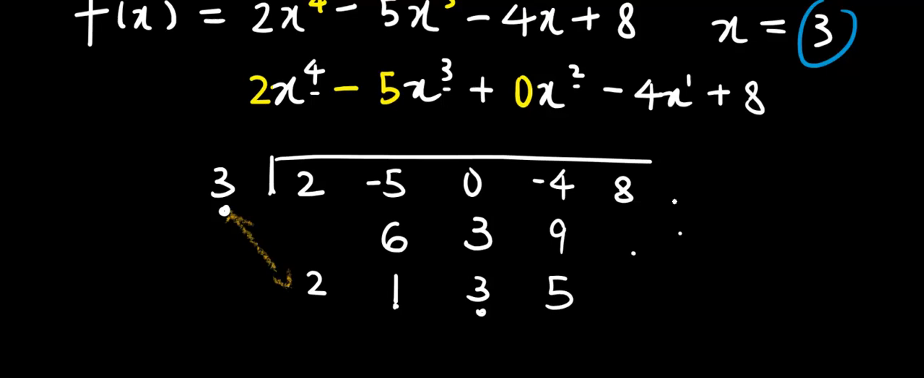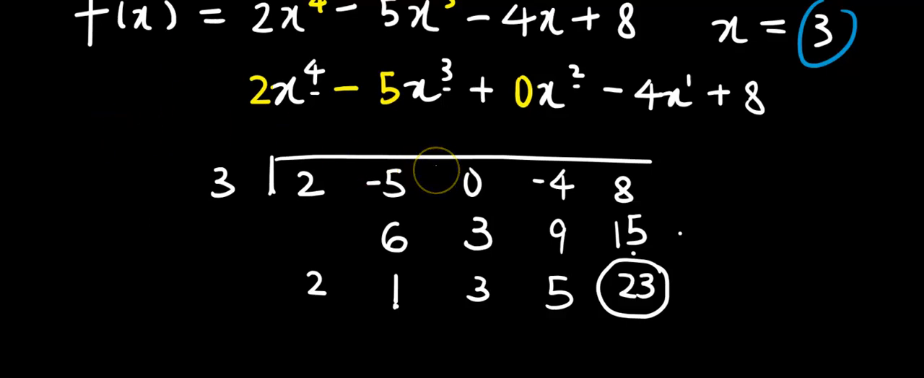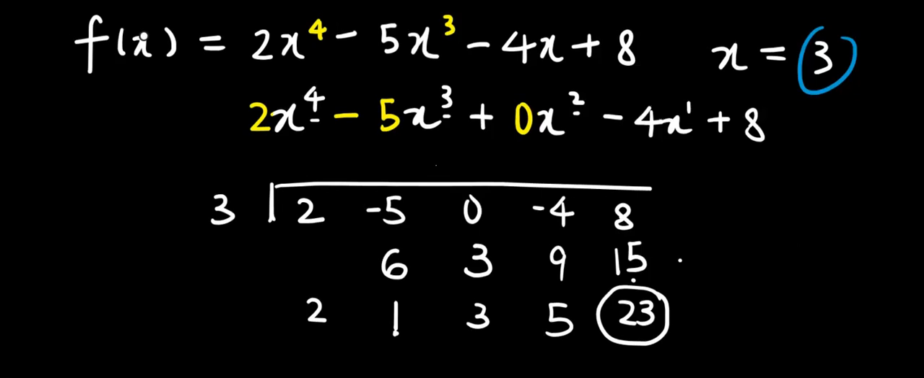3 times 5 gives you 15. And 15 plus 8, that is 23. Remember earlier when you were doing the direct substitution, you got a 23. When you do synthetic substitution, you also get a 23. And let's move this down a little bit so you can see the whole question right here.